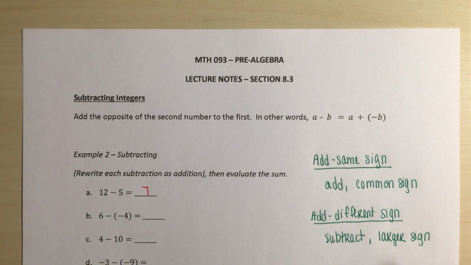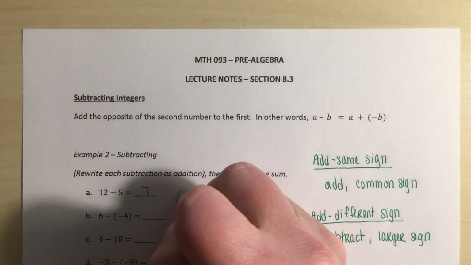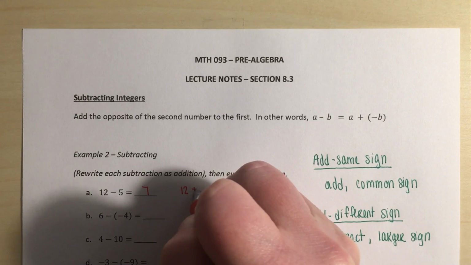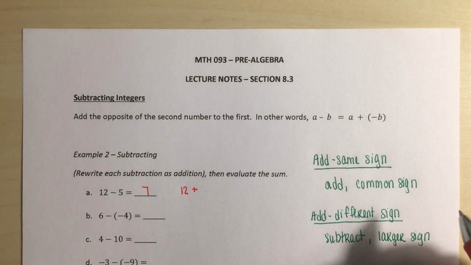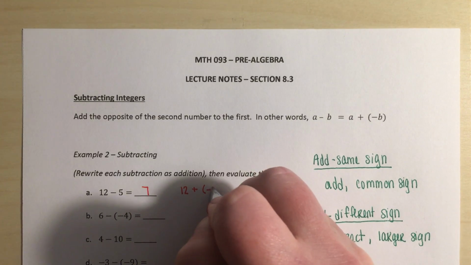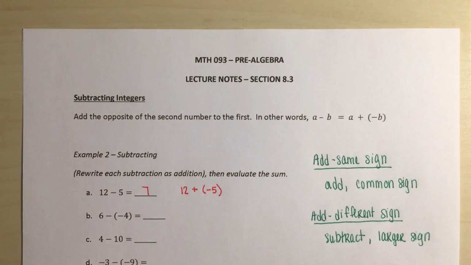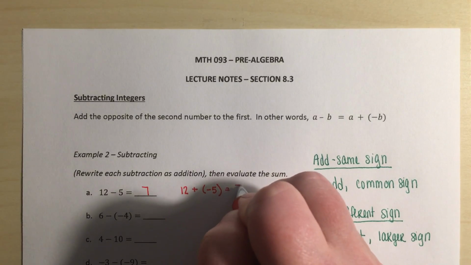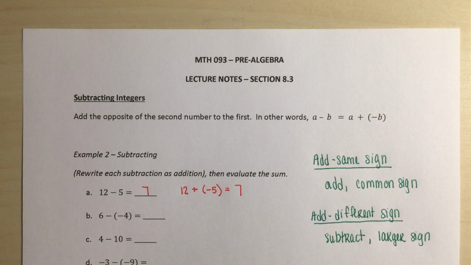So what we want to be able to do is think about this as addition. We keep our 12 as a 12. We're going to write that invisible plus sign in between here. And then this minus 5 we're going to think about as being a negative 5. 12 plus negative 5. Well, different signs, so we subtract. Our larger number is positive, so our answer is positive 7.